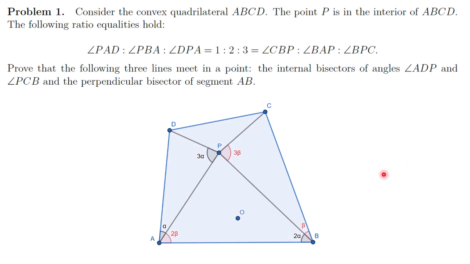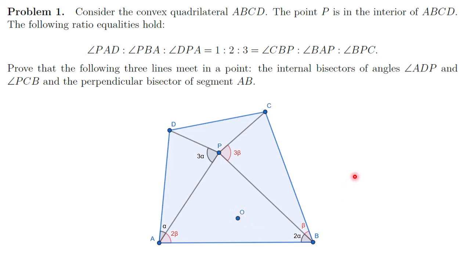For the first problem, we have a geometry problem. Consider the convex quadrilateral ABCD and P is a point in the interior. The following ratios of angles hold. We have this alpha is to 2 alpha is to 3 alpha, and at the same time we have this beta is to 2 beta is to 3 beta. The statement of the problem is to prove that the following 3 lines meet at a point. Firstly, the angle bisector of ADP. Secondly, the angle bisector of BCP, and thirdly, the perpendicular bisector of the segment AB.